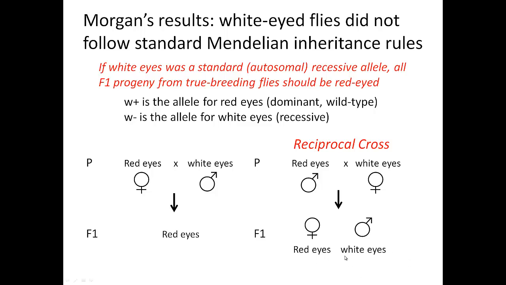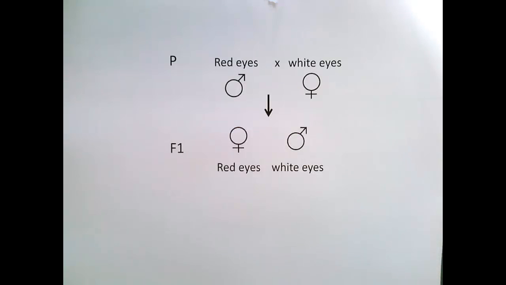So this trait of white eyes is somehow linked to the sex of the organism. This discovery eventually led to the understanding of sex-linked traits and how the X and the Y chromosome function to determine the sex of the organism. So I'd like to end up by showing you how we will write out crosses with sex-linked traits and show you how we'll do the Punnett squares.